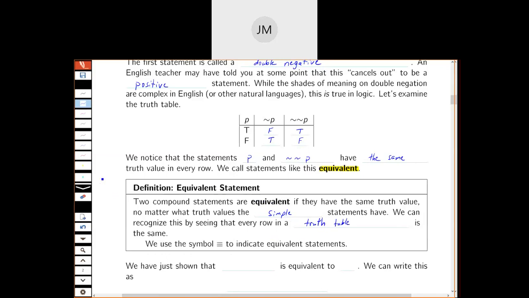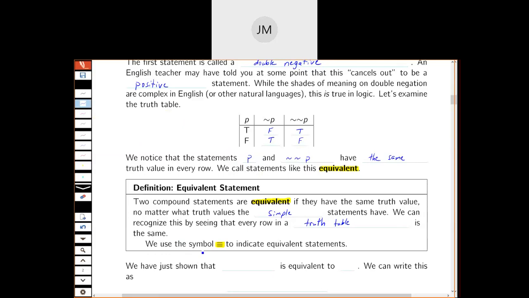Equivalent statements are going to be indicated with this triple bar equal sign. That's going to tell me that two things are equivalent. It's not the same as equals, because they're not the same statement. They're not equal, but they are equivalent. They have the same truth values. So it's like a form of equal almost.